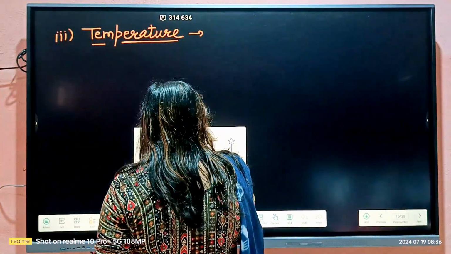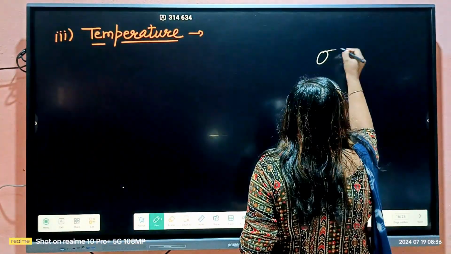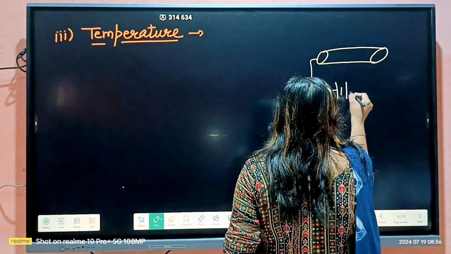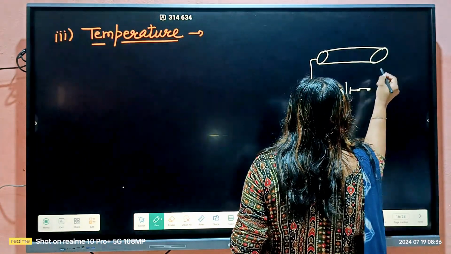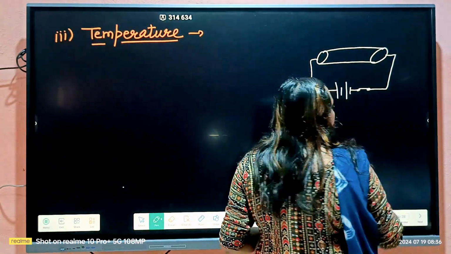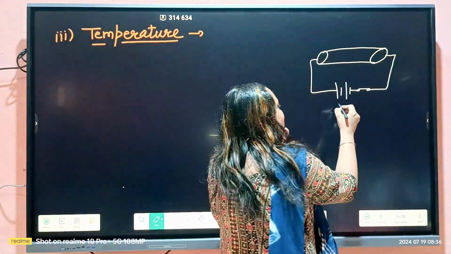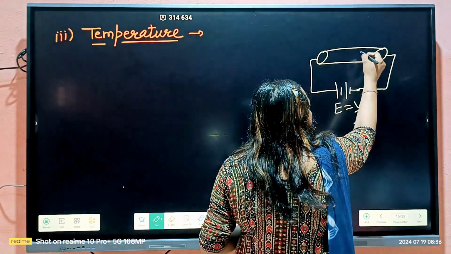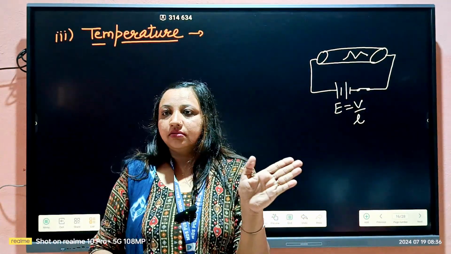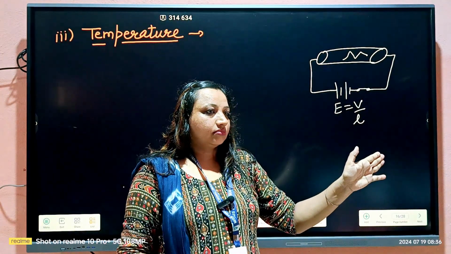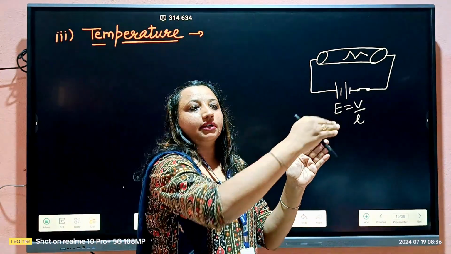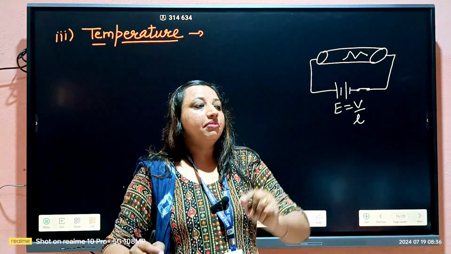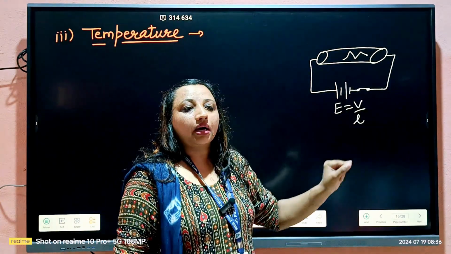When we connect a conductor with a battery, what happens? We provide an electric field, that is potential difference per unit length. The electrons start moving in a particular direction, in a zigzag path. It is not necessary that they move just in a straight line. They may move in a zigzag path, right?